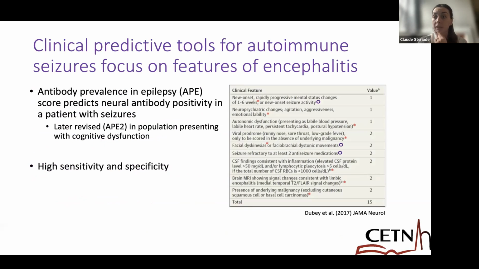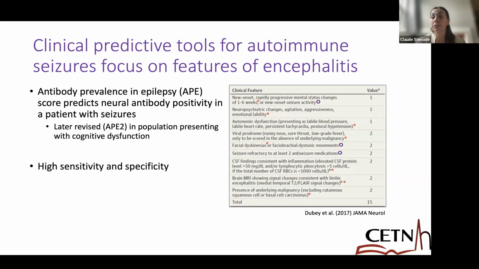So what tools do we have to identify these patients? Most of you, or all of you, probably already know about the antibody prevalence and epilepsy score. Everybody talks about the APE score. What it's really useful for is not the patient that I just presented. It's useful for a patient with seizures who has suspected autoimmune encephalitis. So it's really more to be used on the inpatient ward, a patient who has seizures in the context of a broader neurologic syndrome. So you can see here the elements: new onset, rapidly progressive mental status changes, neuropsychiatric changes, etc.